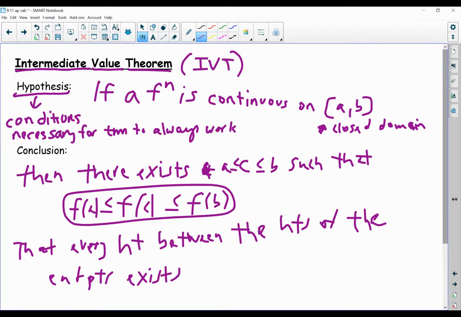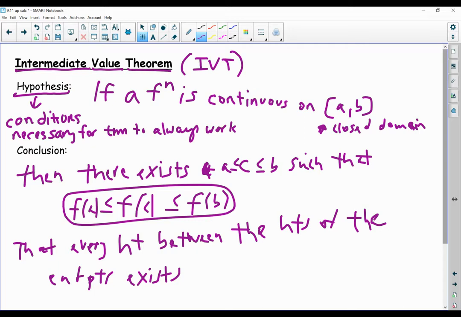So what that says is if a function is continuous on a closed domain, and let's say one endpoint is at a height of 1 and the other endpoint is at a height of 5, that tells me that all the heights between all the values of the range has to go from 1 to 5 continuously. So there has to be a point where the height is 4. There has to be a point where the height is 3.2. There has to be a point where the height is 1.7. Okay, so that's what intermediate value theorem says.